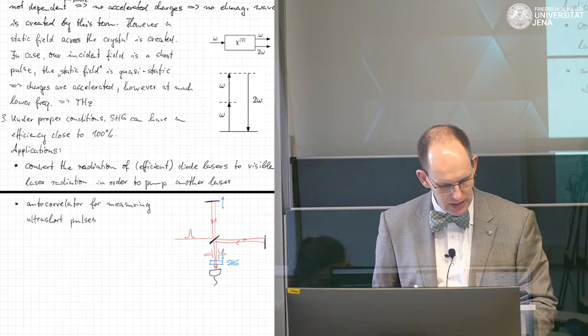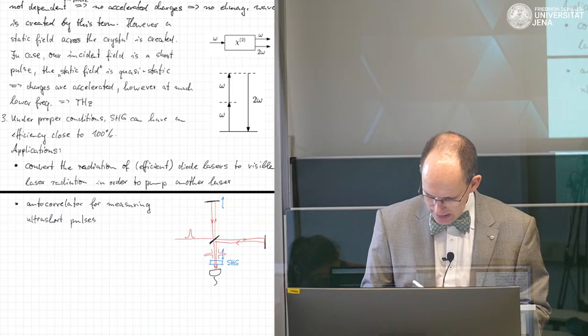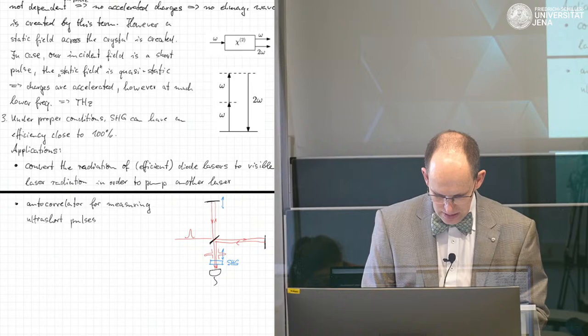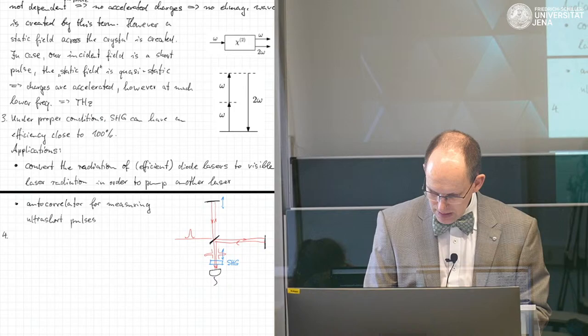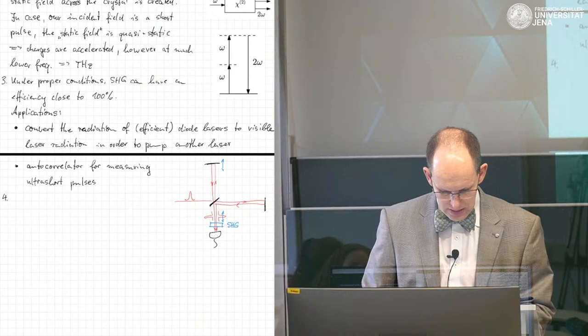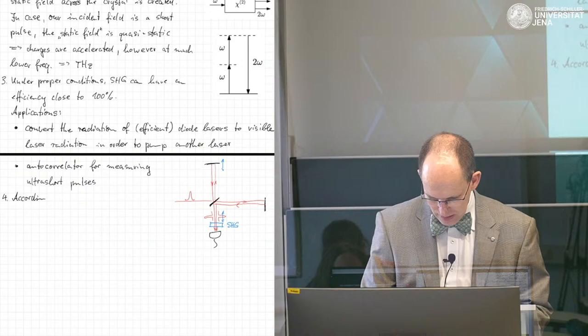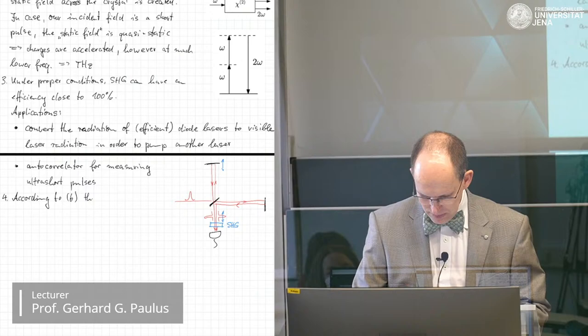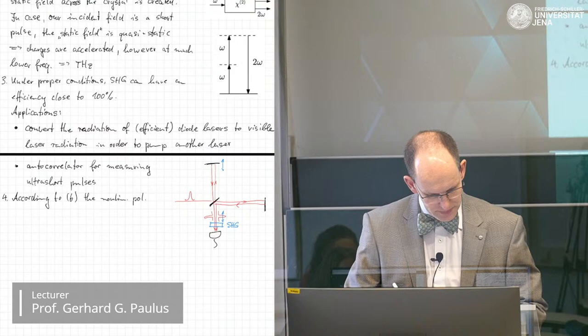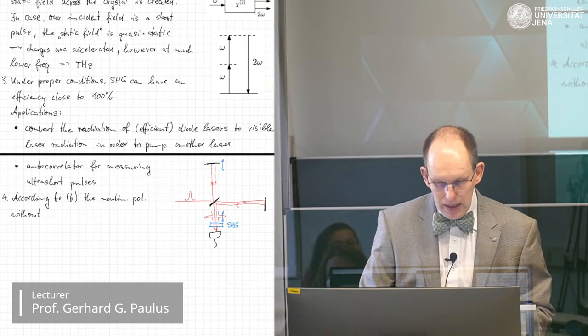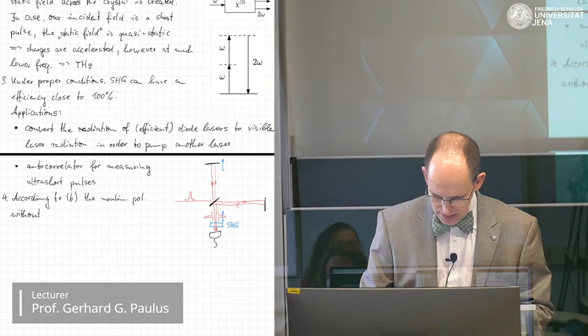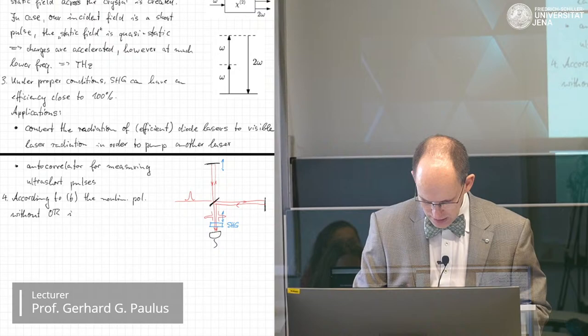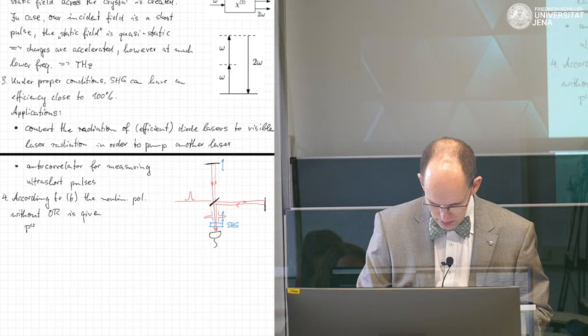So now let's look at the polarization that actually produces second harmonic generation. According to equation 6, the nonlinear polarization without optical rectification, so we mean the polarization that produces, in fact, the second harmonic, is given by P2, the second order polarization.